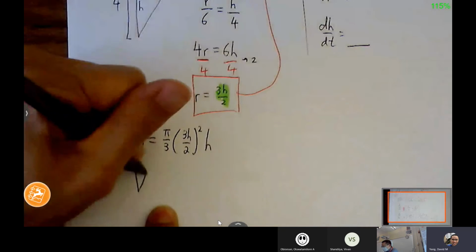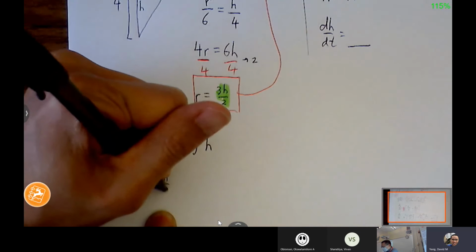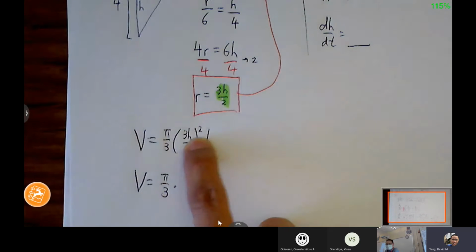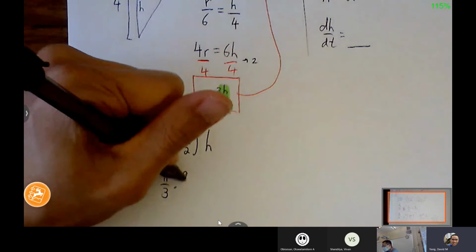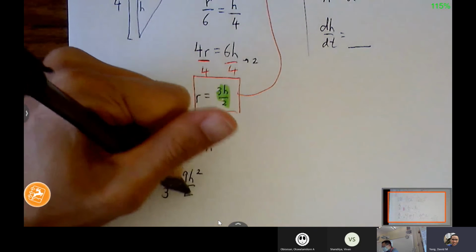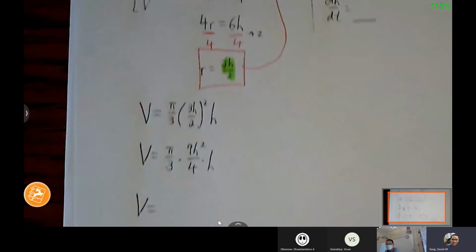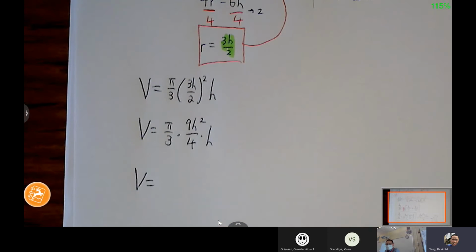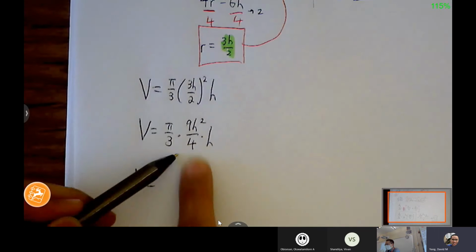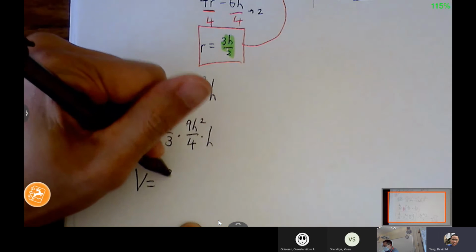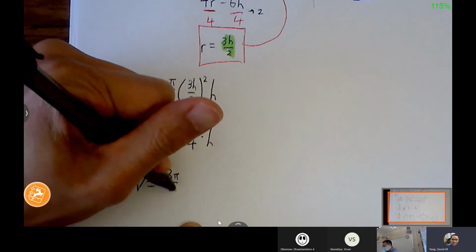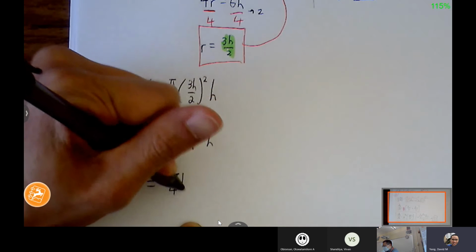Okay, clean this up here. Square everything we see here. I get 9 pi over 12, which reduces to 3 pi over 4. And then combine the h's together, I get h cubed.